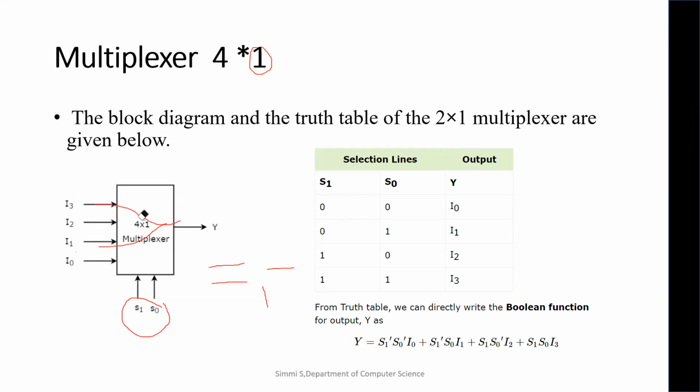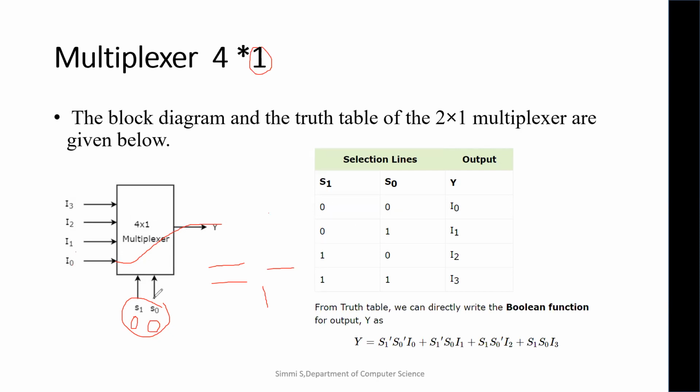So in this figure, the selection inputs are 0, 0. Whenever the value of S1 is equal to 0 and S0 is equal to 0, at that time I0 will be going to the output line. When both S1 and S0 are 0, 0, at that time the value in I0 will be multiplexed and will go through this multiplexer.